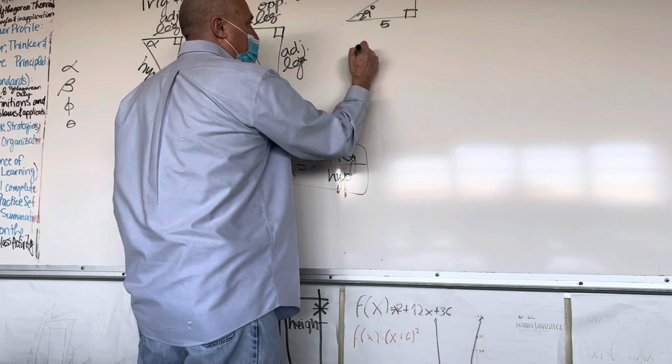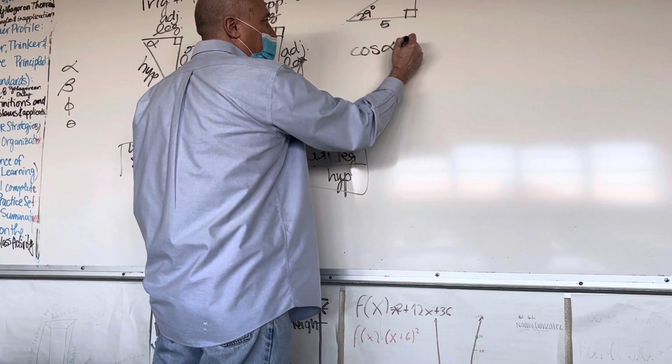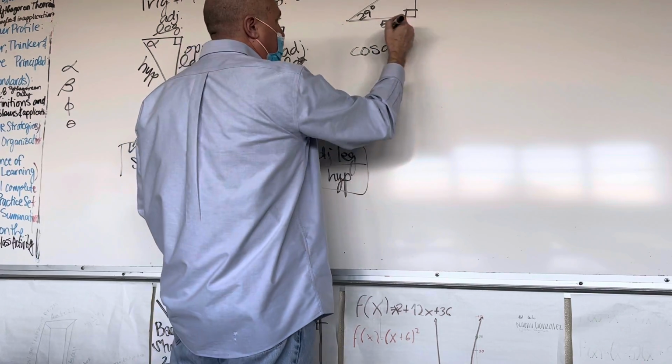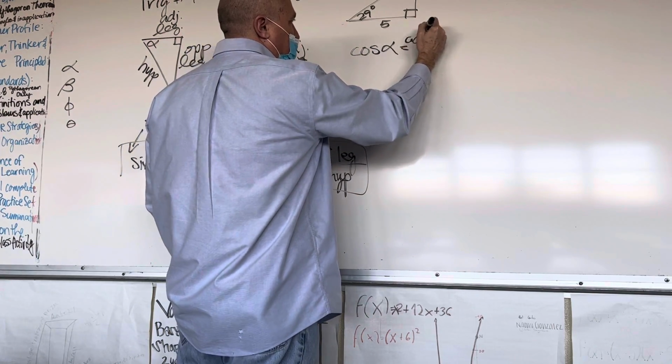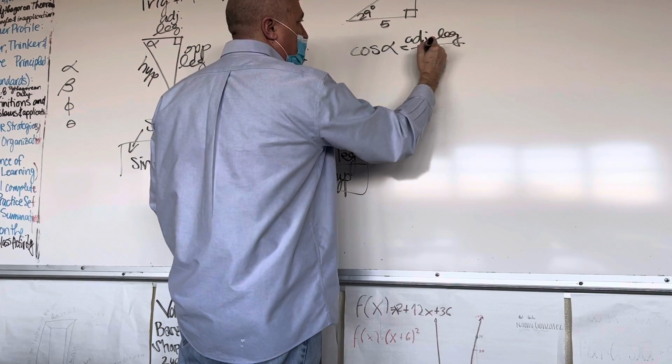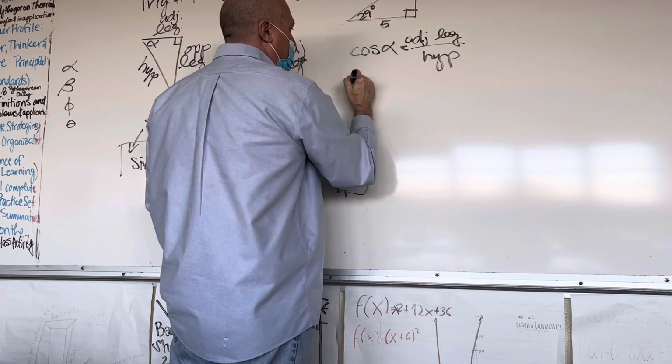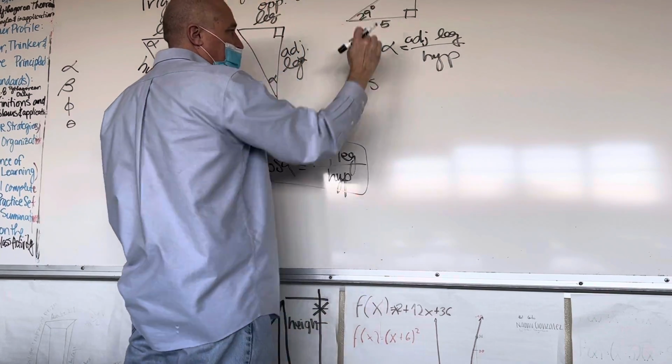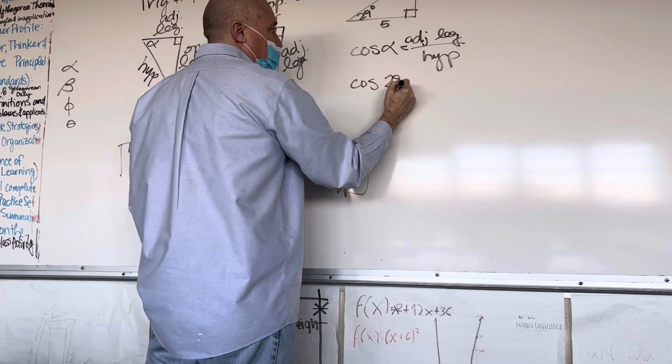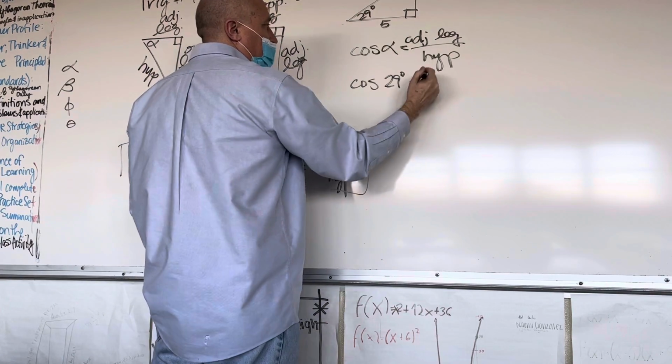So let's go ahead. Let's say cosine alpha, we'll write out the formula. Cosine alpha equals adj leg over height. And then we'll say cosine of. Now we have an angle, so we're going to drop that straight in. 29 degrees. The adj leg is 5.